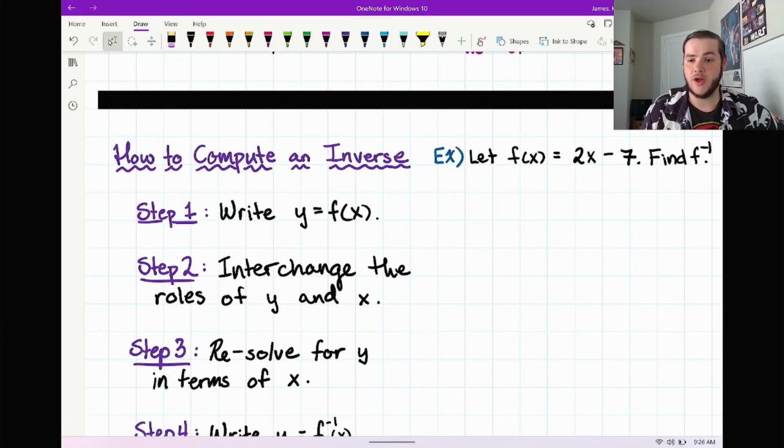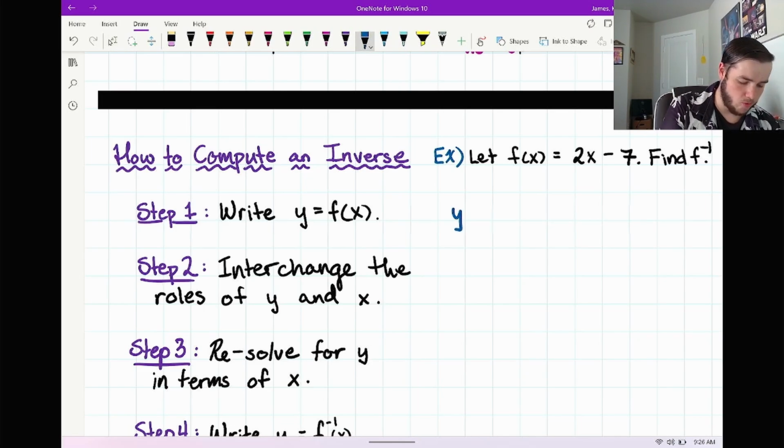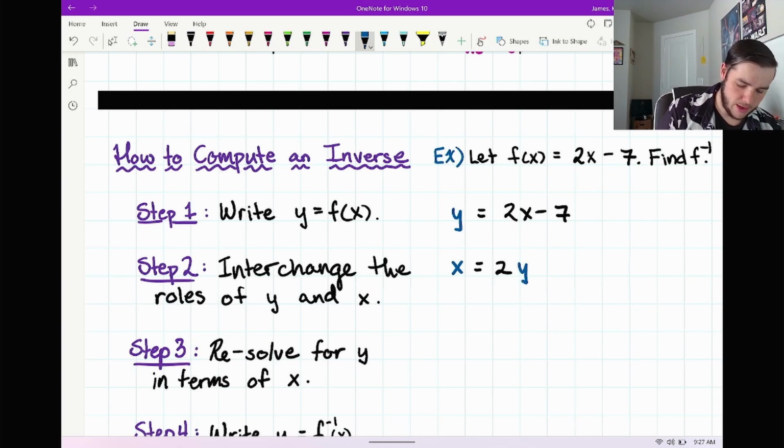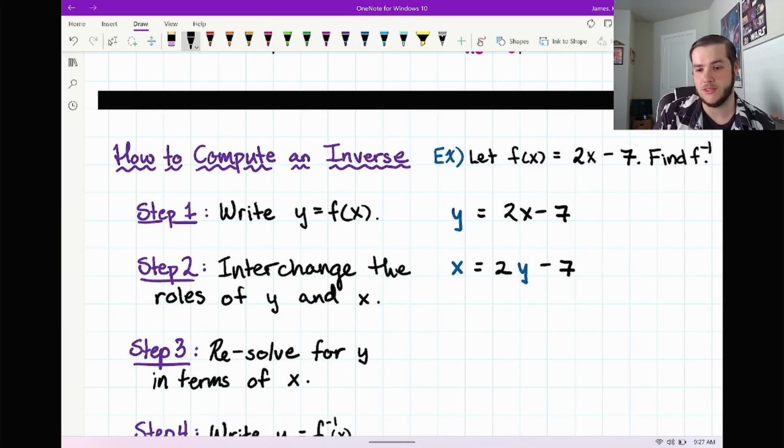The first thing is to write y as f of x. So in our problem, I'm going to write y equals 2x minus 7. Now remember, with the inverse relationship, on the inverse, my inputs are outputs and my outputs are inputs. So I want to exchange the roles of x and y. So everywhere I see a y, I'm going to write an x instead. And everywhere I see an x, I'm going to write a y instead. And again, that's because the roles of inputs and outputs are exchanged in the inverse.